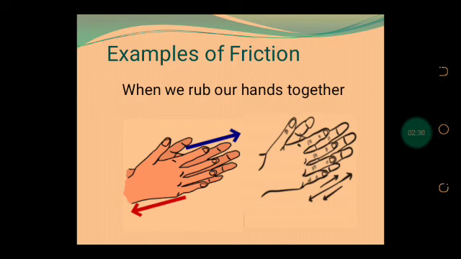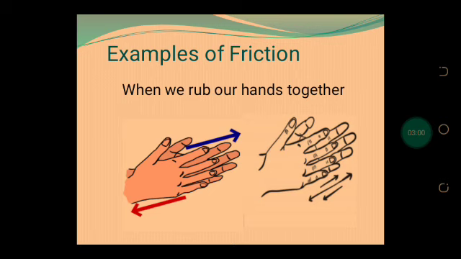The first example of friction we'll be looking at today is when we rub our hands together. I would like us to demonstrate this by rubbing our hands together. When you rub your hands together, your right palm and your left palm come in contact. Their surfaces come in contact. And the force that acts between the two surfaces when you are rubbing them together is known as friction.